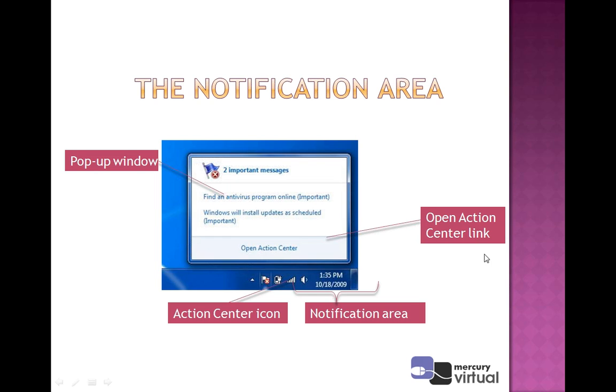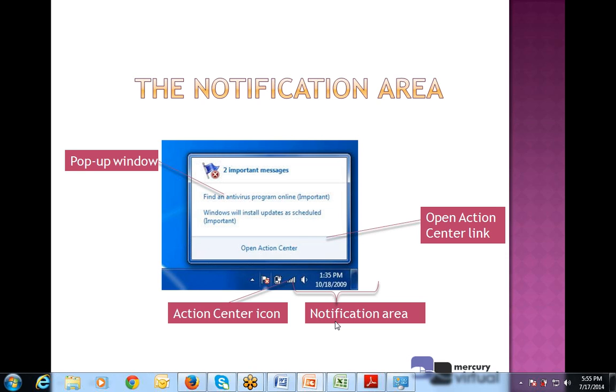This is the Open Action Center link, this one. Then there is an Action Center icon. This is the Action Center icon. This one, where the flag and cross is there. These are known as the notification area. Let's see.